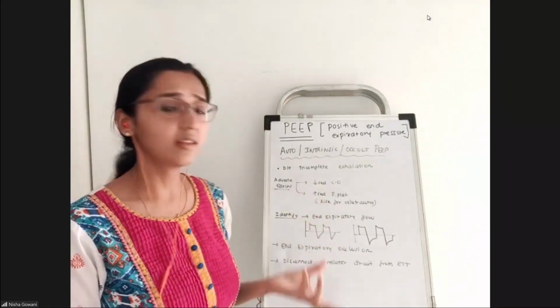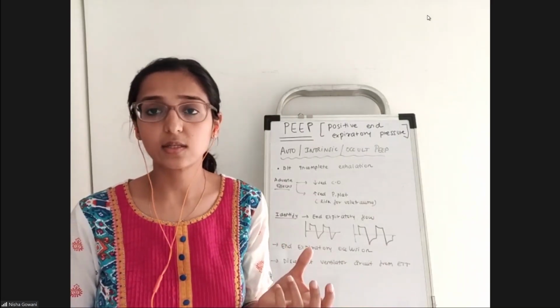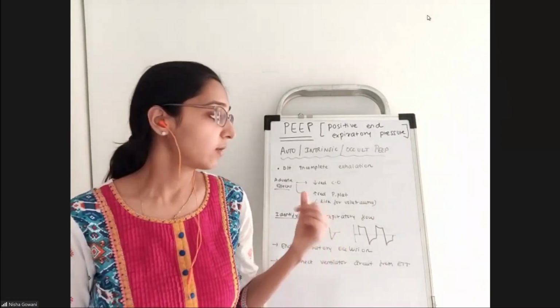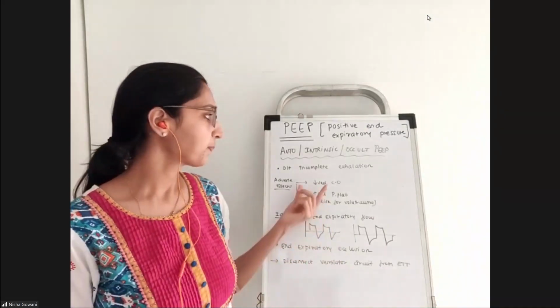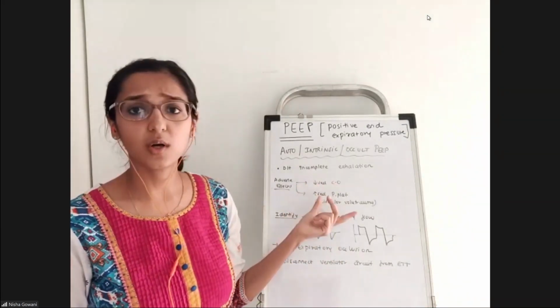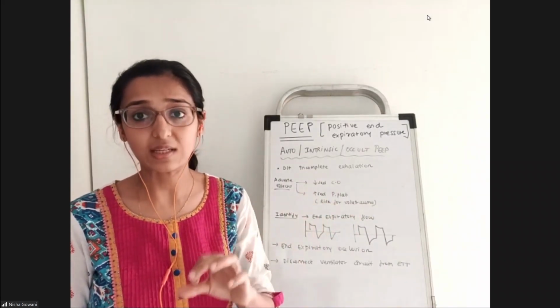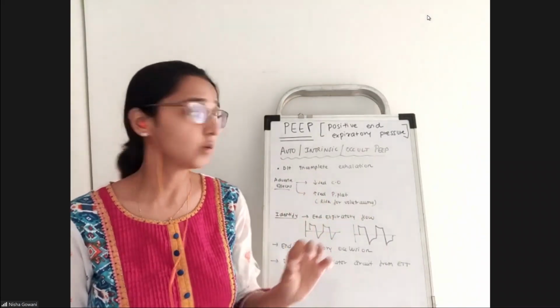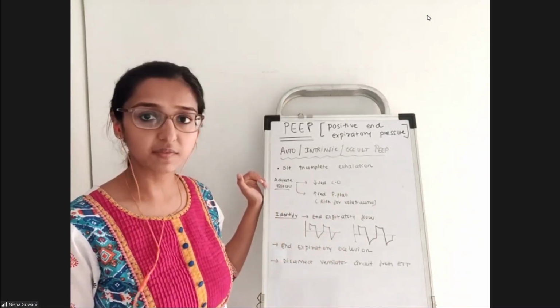Okay, so what are the adverse effects of auto-PEEP? What happens? Similarly to extrinsic PEEP, it will also cause a reduction in the cardiac output. The same mechanism: auto-PEEP is going to cause an increase in the intrathoracic pressures, because of which the venous return is going to be impeded, and because of which cardiac output will be reduced and therefore the BP will fall. This is one of the adverse effects of auto-PEEP.